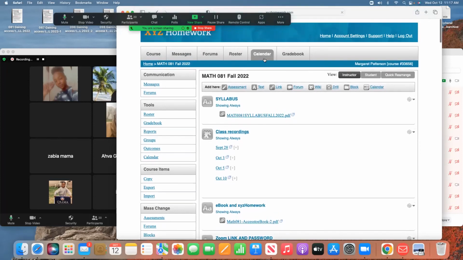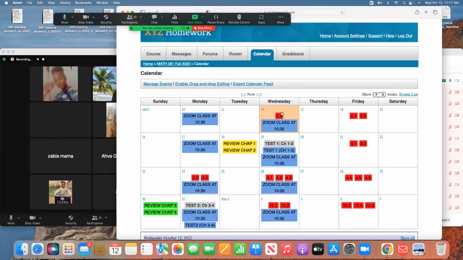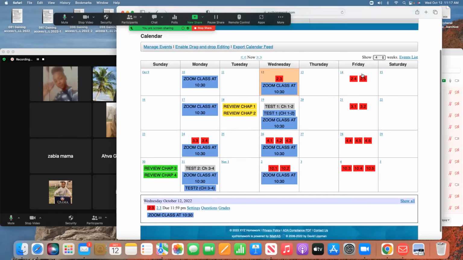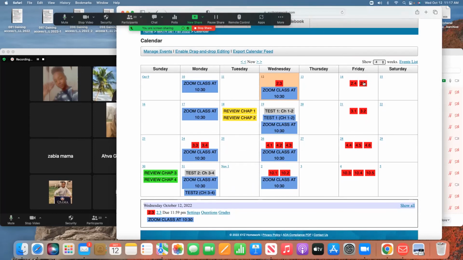The other thing I want to call your attention to is the calendar. So here we are today, the one in orange. I've actually talked about all the sections, 2.3, 2.4, and 2.5. 2.3 is due tonight. You could use a late pass if you can't finish on time. And 2.4 and 2.5 are due Friday. So what you need to be doing is getting that multiplication and that division that we talked about today, which is just an adaptation of multiplication.